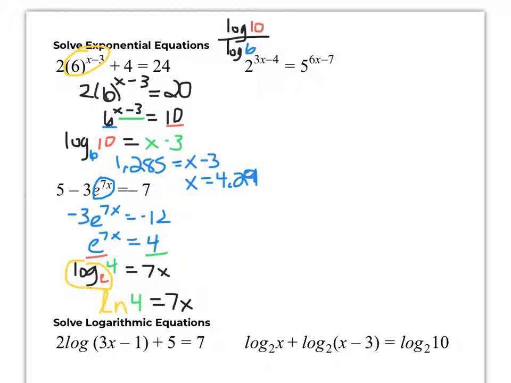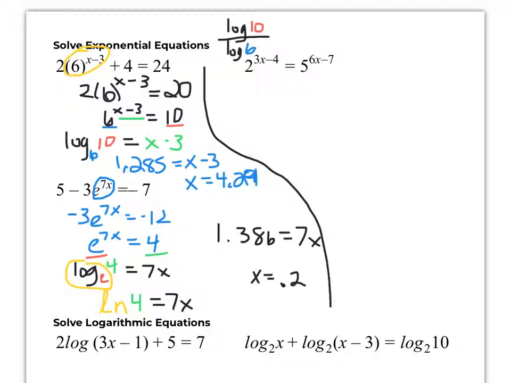So natural log 4 is 1.386. And then we'll divide by 7. And that gives me approximately 0.2 when I round to the hundredths place. Okie dokie. Then we had this monstrosity over here.